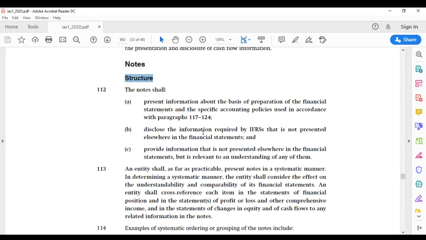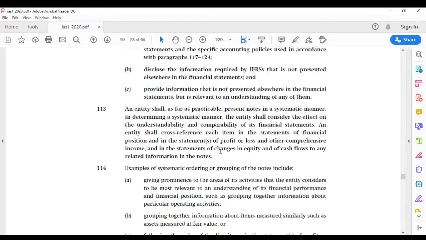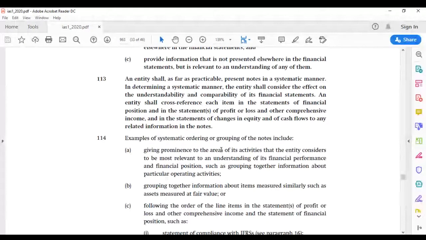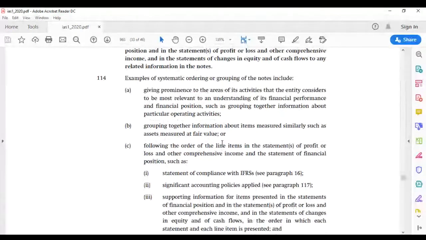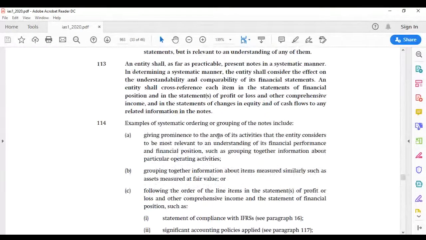Also disclose the information required by IFRSs that is not presented elsewhere in the financial statements. We're going to discuss that soon as well. Then C, provide information that is not presented elsewhere in the financial statements, but is relevant to understanding any of them. So we're going to discuss that soon. I just want to see why I marked paragraph 114C as well. Yes, this is where we're going to discuss more detail.